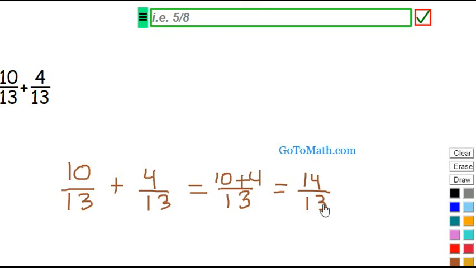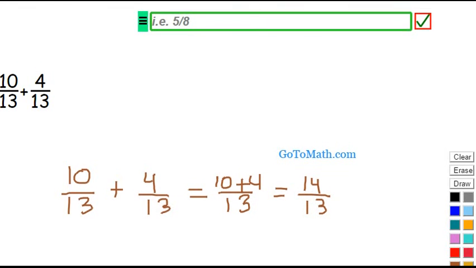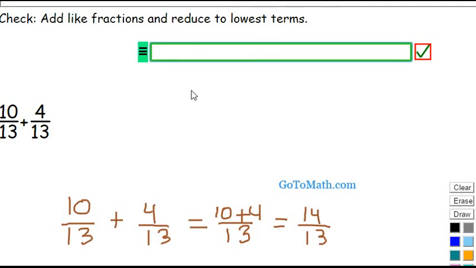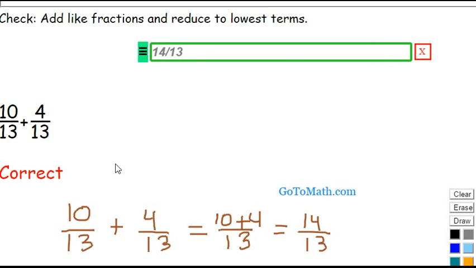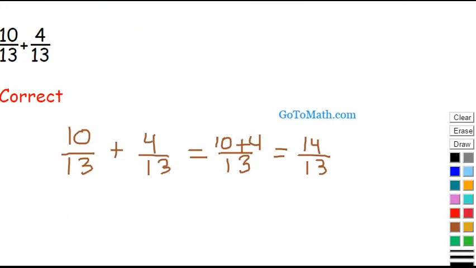So remember, we want to make sure that we reduce our fraction all the way down, okay? And what do you say we just type this into the box up here? And see how that works out. Correct. All right. So there you go. Remember, we just add the numerators if the denominators are the same.